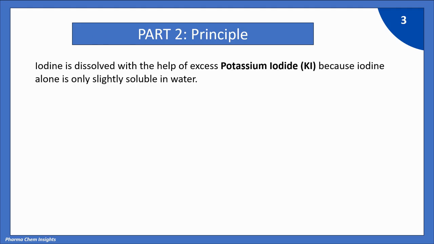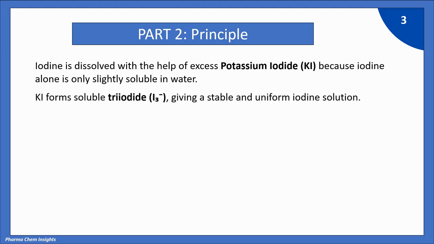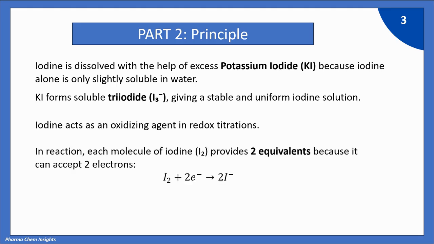Iodine is dissolved with the help of excess potassium iodide, KI, because iodine alone is only slightly soluble in water. KI forms soluble triiodide, I3-, giving a stable and uniform iodine solution. Iodine acts as an oxidizing agent in redox titrations. In reaction, each molecule of iodine, I2, provides two equivalents because it can accept two electrons. I2 accepts two electrons to give 2I-. So 1 mole of iodine is equal to 2 equivalents.